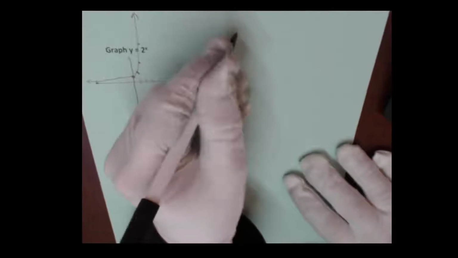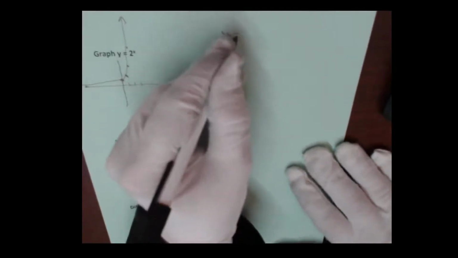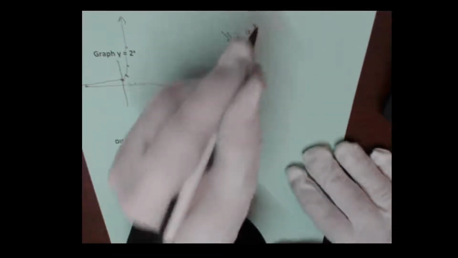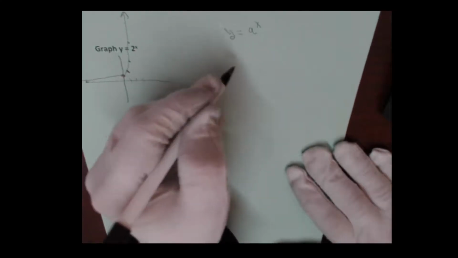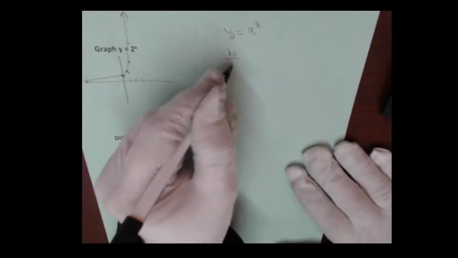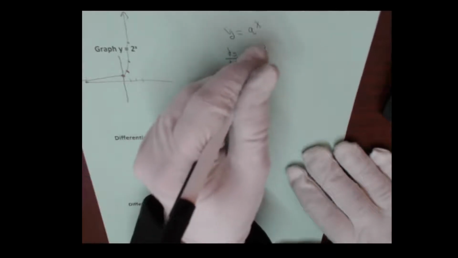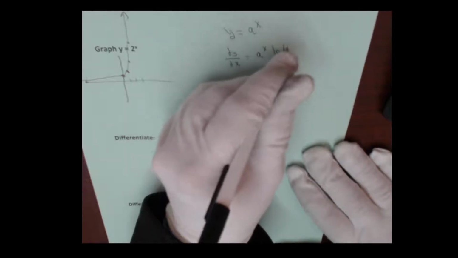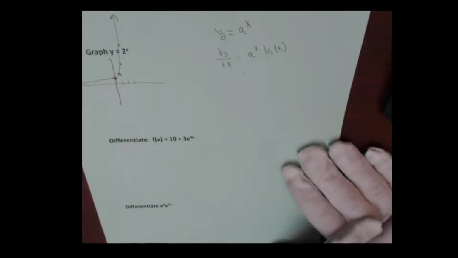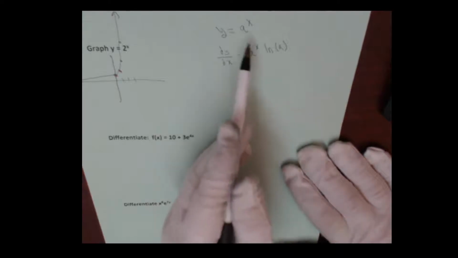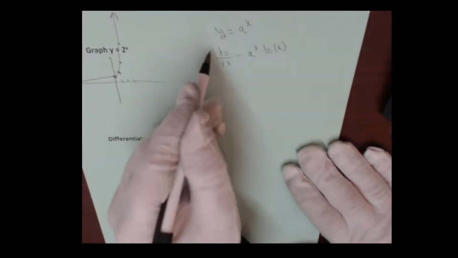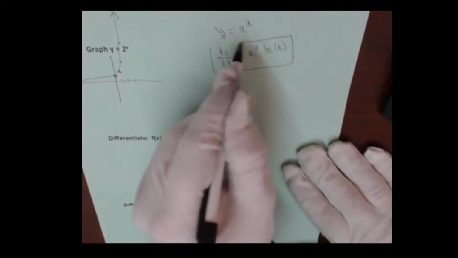Now, one thing that's interesting is if we have y equals a to the x, and we want to take the derivative of that, it turns out that the derivative is dy dx equals a to the x times the natural log of a. And I won't do the proof of that right now, but that's what it ends up being. The derivative of y equals a to the x is the graph over again, times ln of a. So that's definitely a formula you'll want to hold on to.